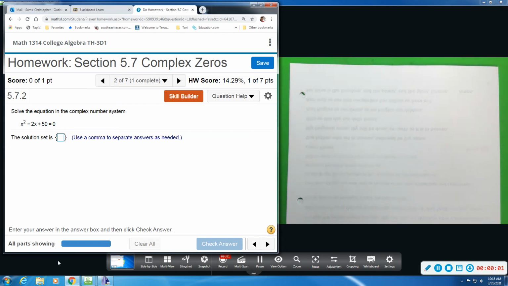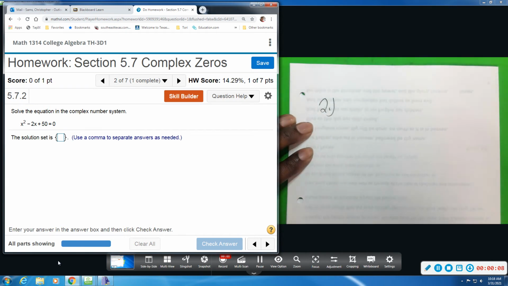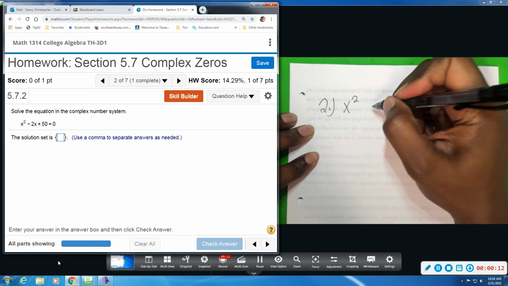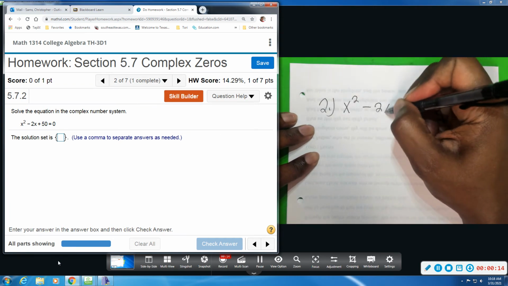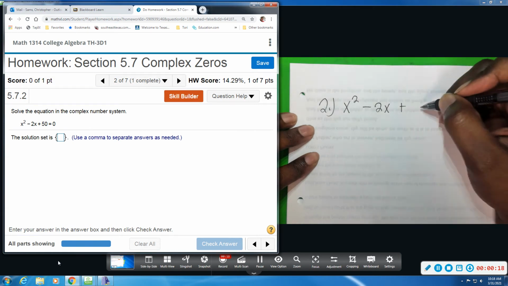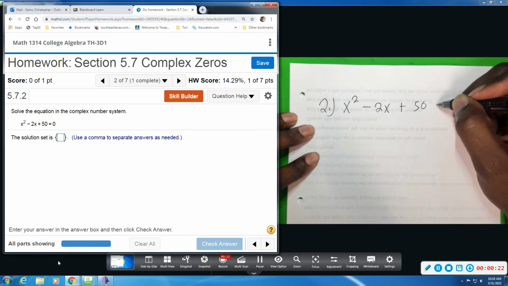Okay, number 2, we want to solve the equation in the complex number system. So it's just a real number system, and we might have imaginary numbers. First, I want to see if this problem will factor. It may not. That's why they say complex. And then if it does not factor, we will use the quadratic formula.